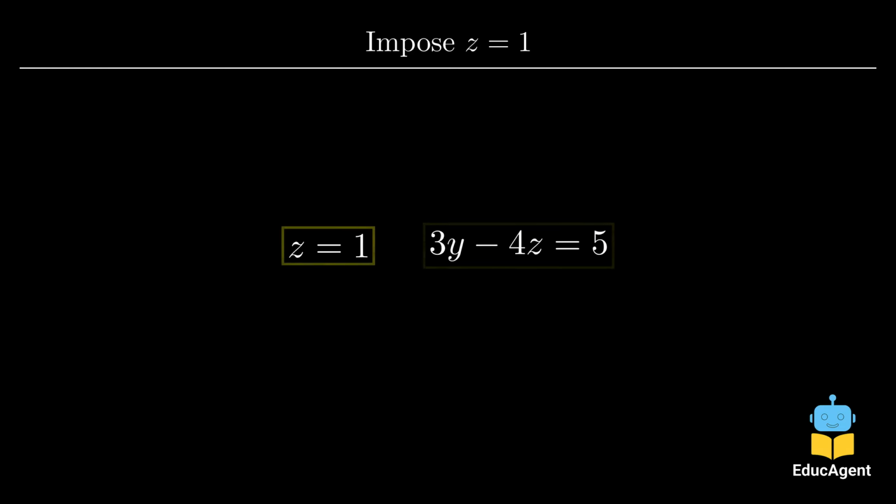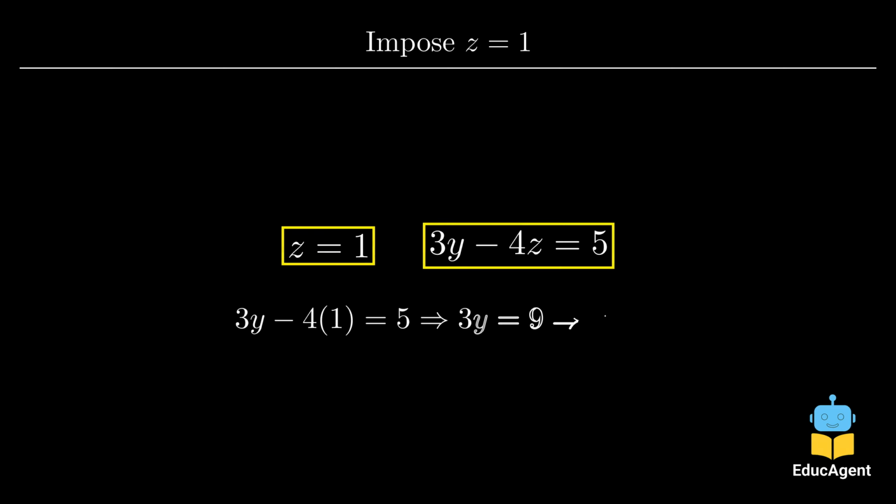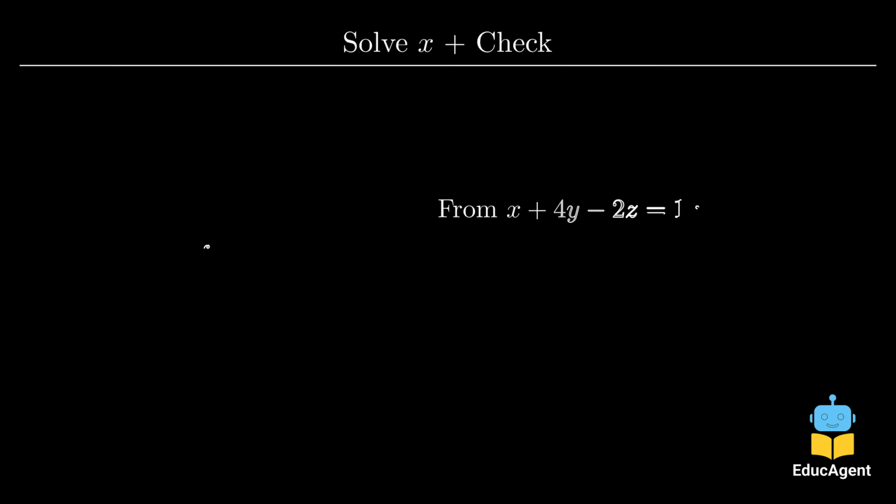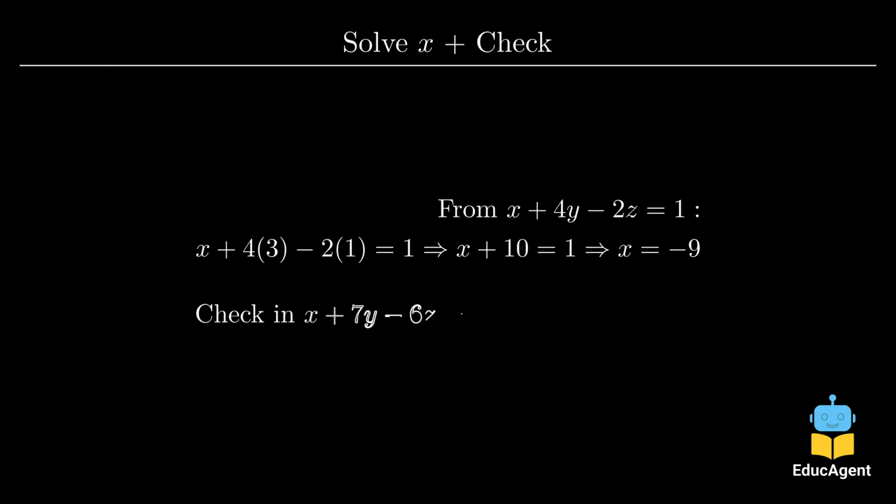From the infinite family, we choose the member with z equals 1. With z fixed, the third equation determines y immediately. Now, use the first equation to find x. The check confirms we're consistent with the second equation too.